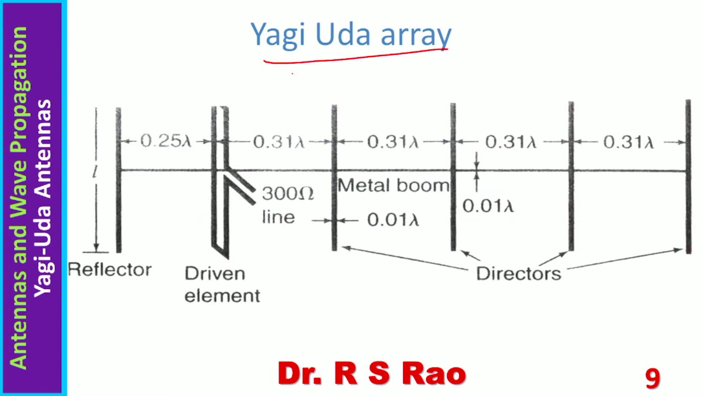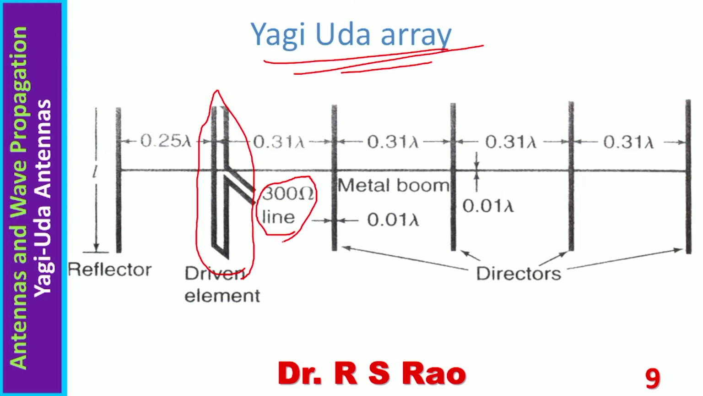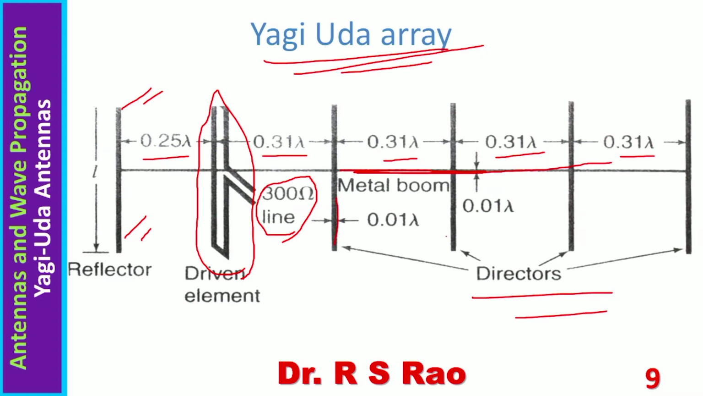Here is shown the Yagi Uda array, the driven element. Input impedance of the element is 300 ohms. Here is a reflector. Here are directors. Only one reflector. Spacings are given here: 0.25 lambda, 0.31 lambda, 0.31 lambda, 0.31 lambda, 0.31. Here is the metal boom. These are all directors. Feeding is given directly to the folded dipole. Radiation is towards the directors.